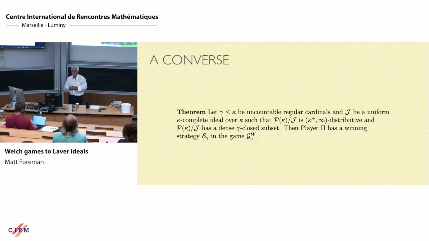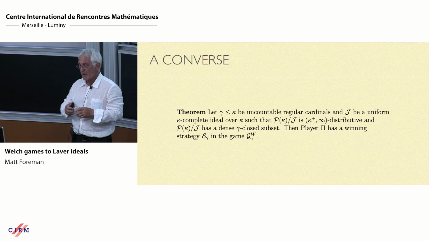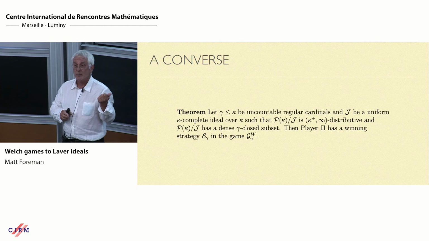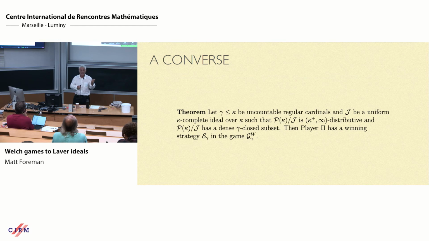So the theorem says that if you take gamma less than or equal to kappa, an uncountable regular cardinal, and J a uniform kappa-complete ideal over kappa, such that the power set of kappa mod J is kappa-plus-infinity distributive, and assume that the power set of kappa mod J has a dense gamma-closed set. So this is the main hypothesis here. Then player 2 has a winning strategy in the Welch game of length gamma. So this is saying that if you have a nice ideal, then you win the Welch game.